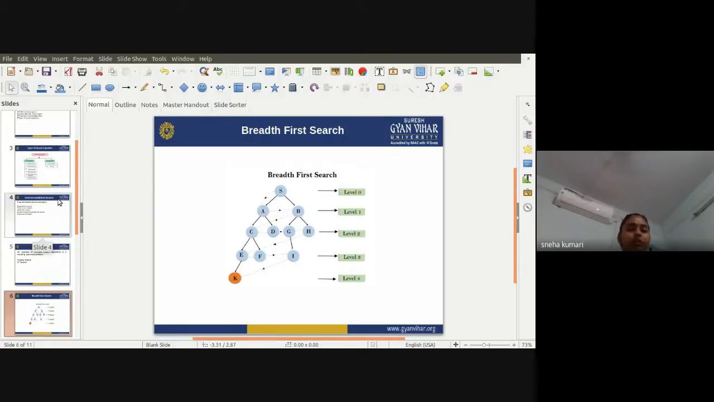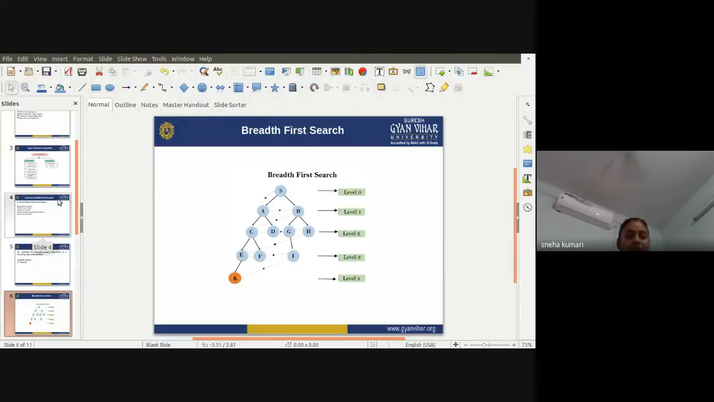Breadth first search is implemented using a FIFO queue data structure, that is, a first in, first out queue. Breadth first search will provide a solution if any solution exists. If no solution exists, definitely it couldn't provide one.